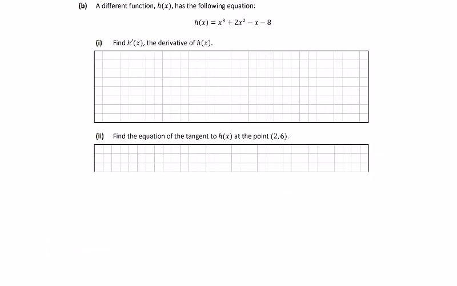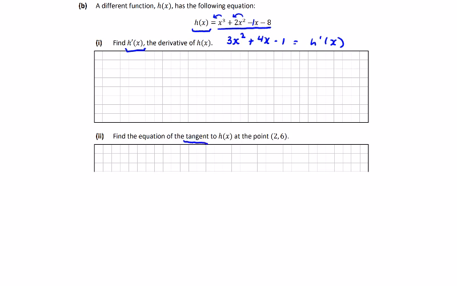Part B of this question, we're given this function h of x, which is a cubic. To find the derivative, we take the power and multiply by the number in front, so this is going to become 3x squared, reduced the power by 1, plus 2 by 2, it's going to be 4x to the power of 1, which we don't need, and there's a -1 in here, so -1 is equal to h prime x.